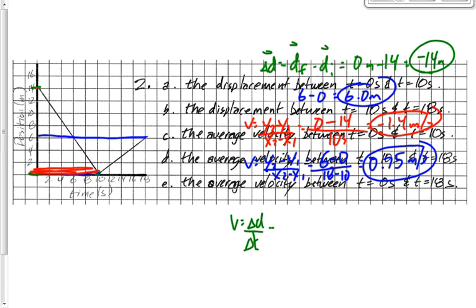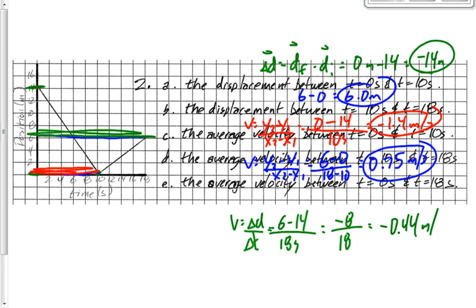The displacement between 0 and 18, well, the final position is 6. The initial was 14. The total time is 18 seconds. So we've got negative 8 over 18, which I believe is negative 0.44. Is that right?